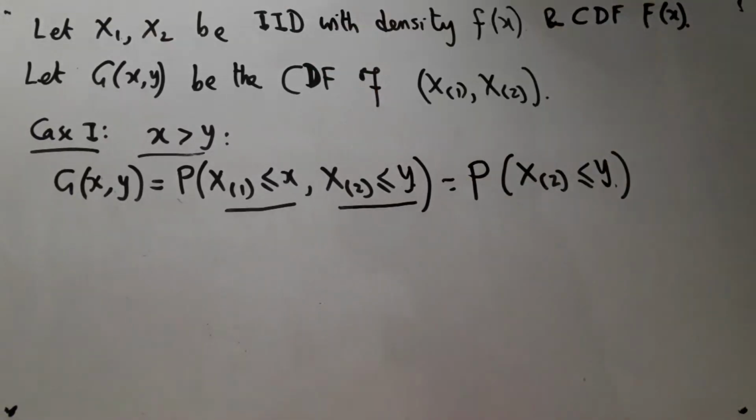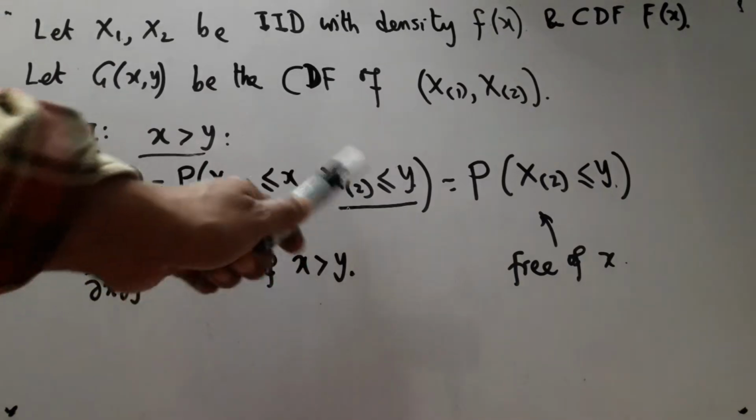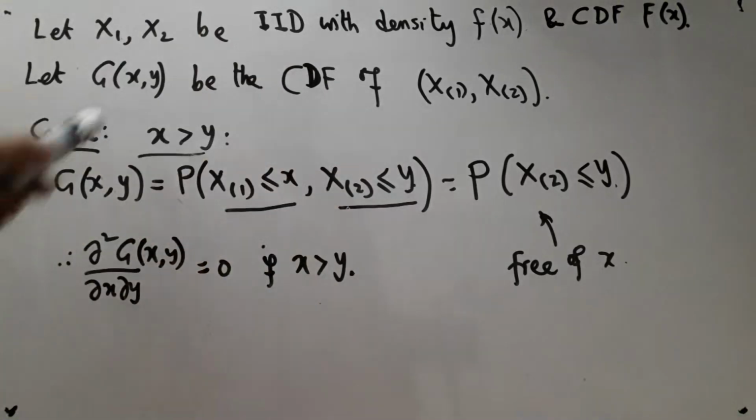So you see, this is actually free of x. So when I partially differentiate this with respect to both x and y, the partial differentiation with respect to x is going to kill it. So in this case, x greater than y, this mixed partial derivative must vanish. In other words, the density must vanish. And this happened because x and y were in the wrong order. This is always supposed to be less than this, but here x was greater than y. This wrong order killed the density.